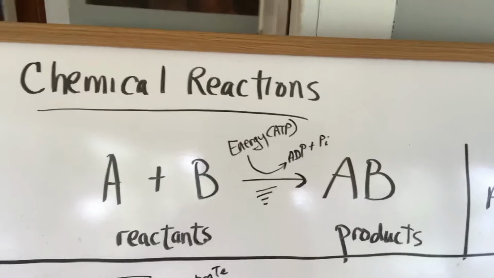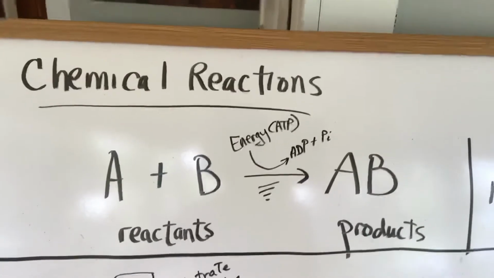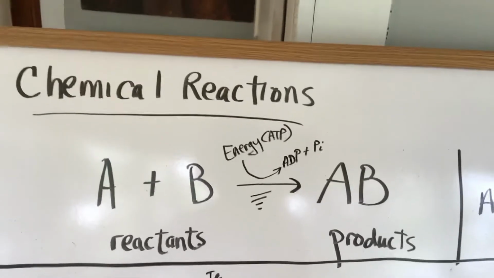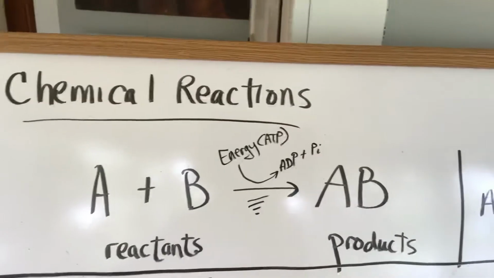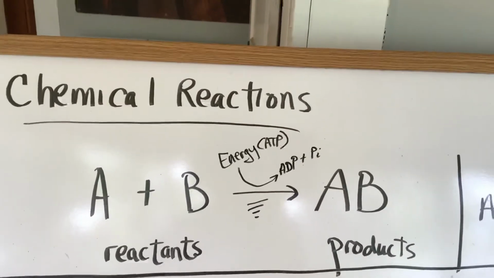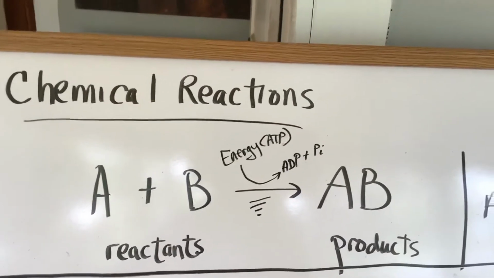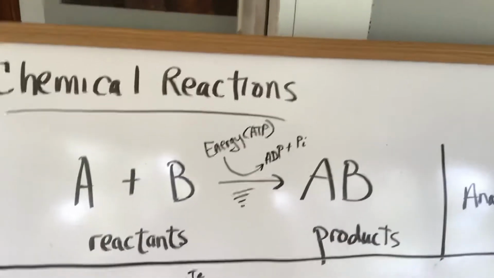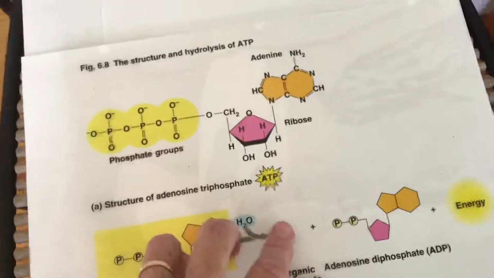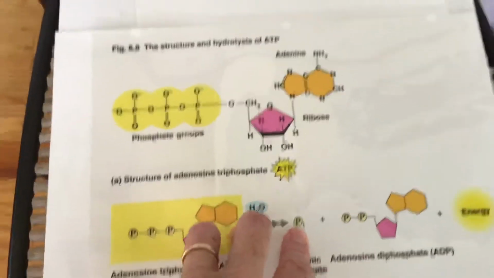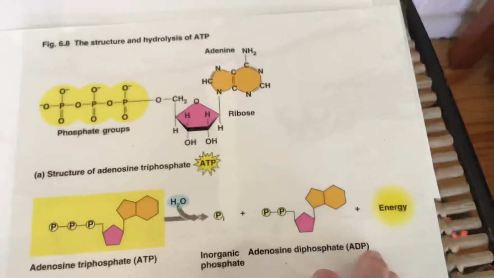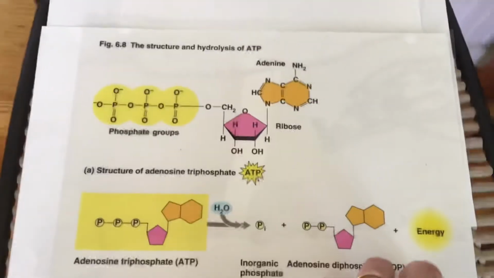Now that energy loss is not necessarily lost. It could be used to drive another system. This is called energy coupling, and I'll show you an overhead on that in a little bit. Okay, so energy is provided by this ATP molecule, usually by breaking off the first phosphate group, and that provides this energy. You can also, let me show you this other one.